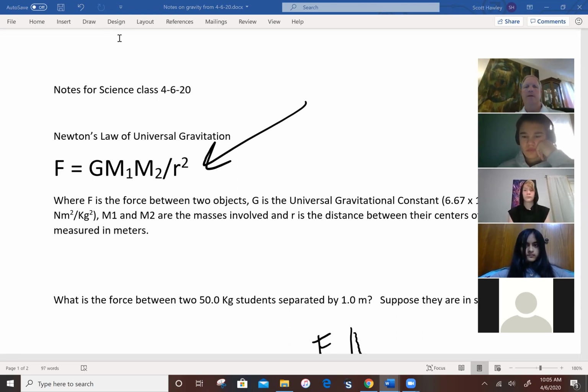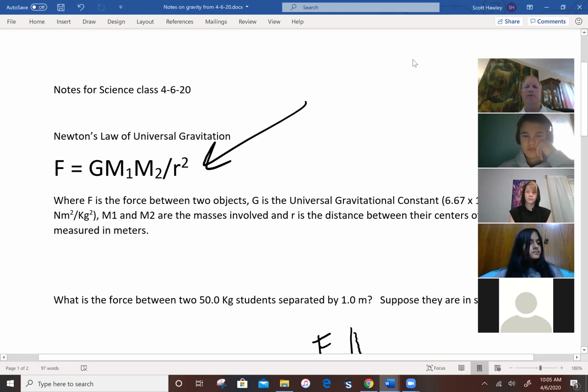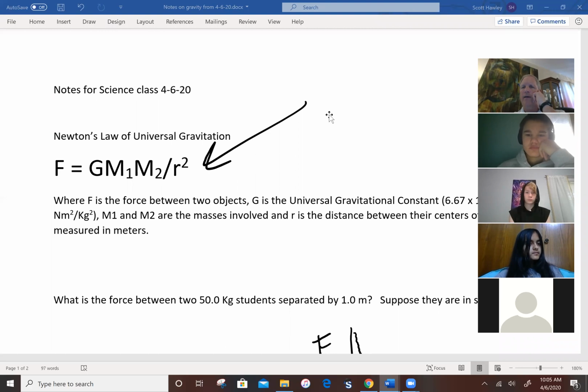Any two objects in the whole universe are attracted to each other. If I put Bao and Derek in outer space, they would start to be pulled together really slowly, and they might even start orbiting each other.